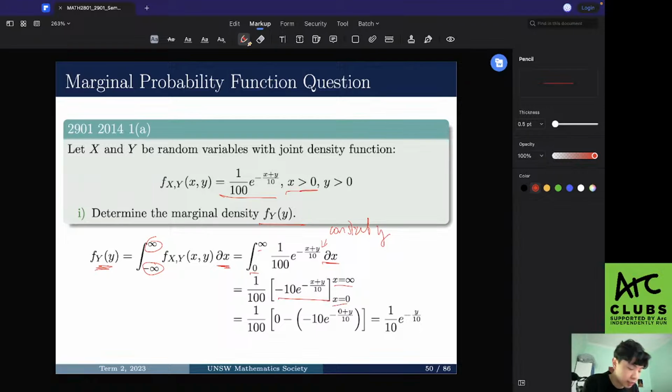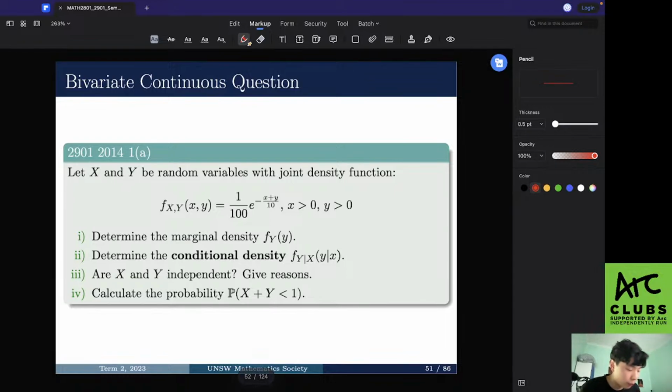We sub in x equals 0, x equals infinity. I think it'd be pretty useful to say x equals infinity, x equals 0, because there are two variables in this case. Then we just sub the variables in and simplify, which gets us 1 on 10 times e to the minus y on 10. And this is our marginal density, or probability density function, for y.